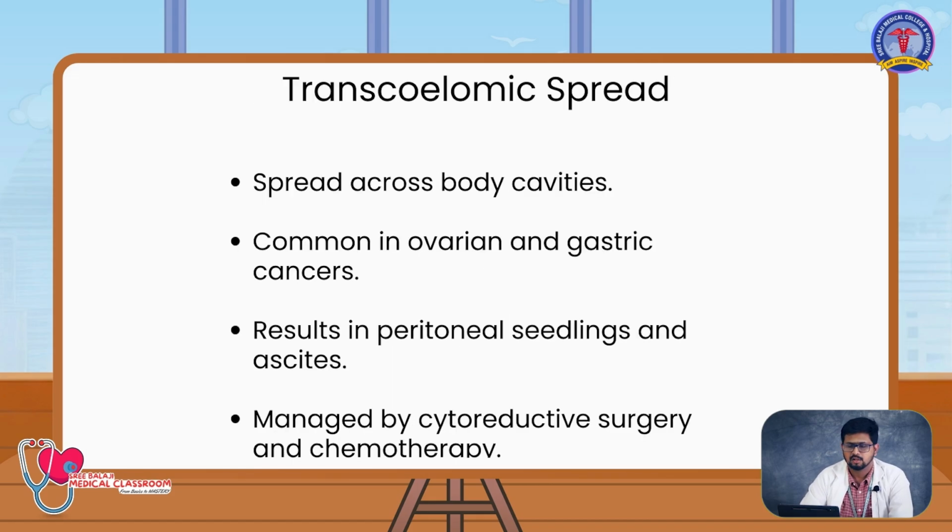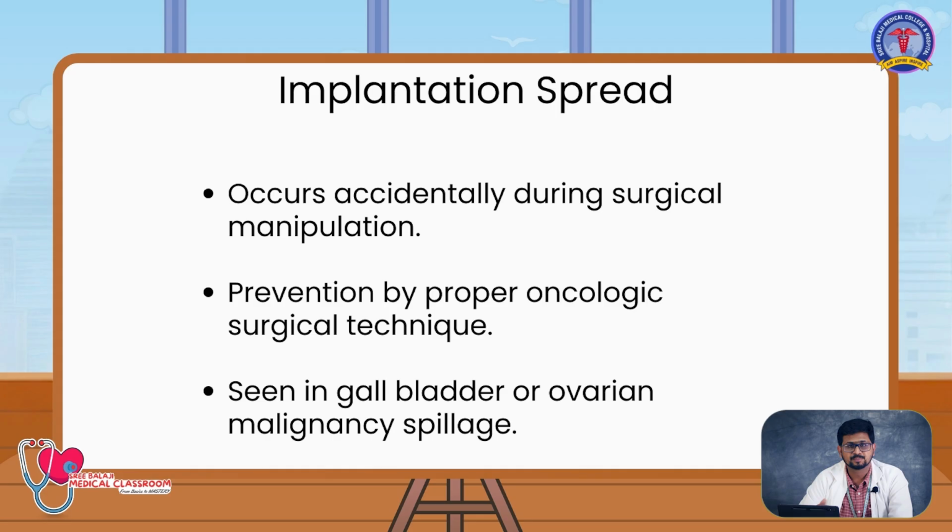Transcoelomic spread goes across the body cavities, common in ovarian and gastric cancers, resulting in peritoneal seeding and ascitic formation, and is managed by cytoreduction surgeries and chemotherapy. Implantation spread is iatrogenic spread which occurs accidentally during surgical manipulations. So prevention is by proper oncological surgical techniques. It is seen in gallbladder or ovarian malignancies, with spillages.